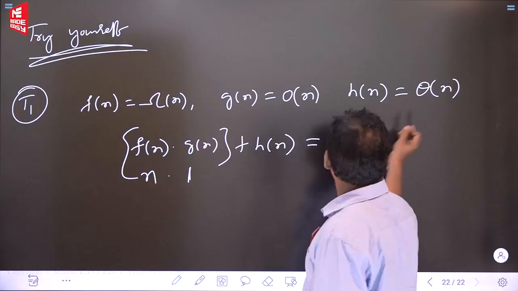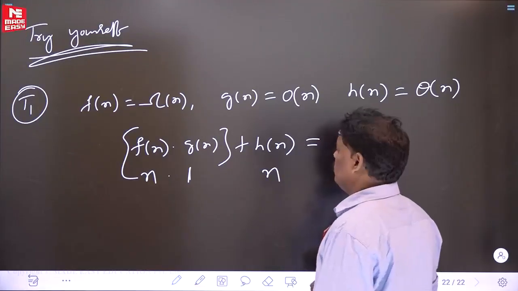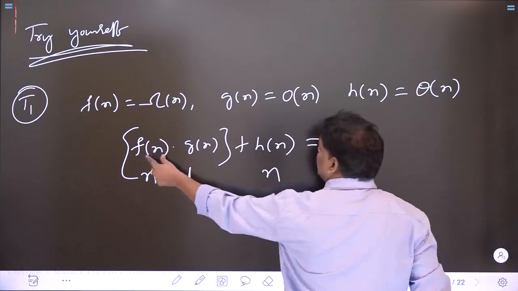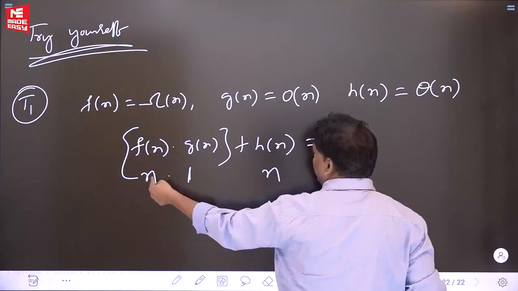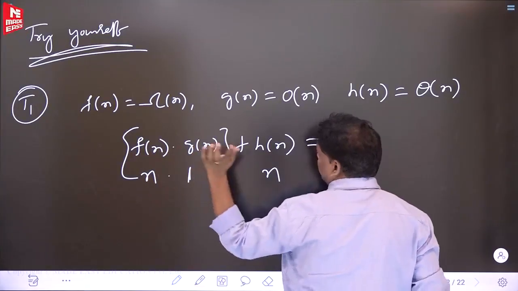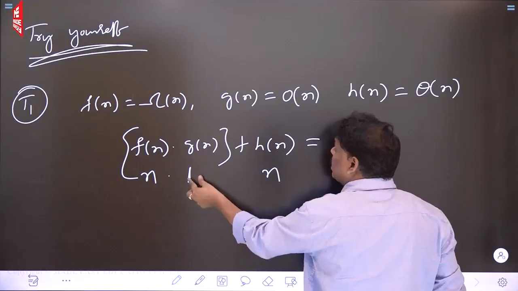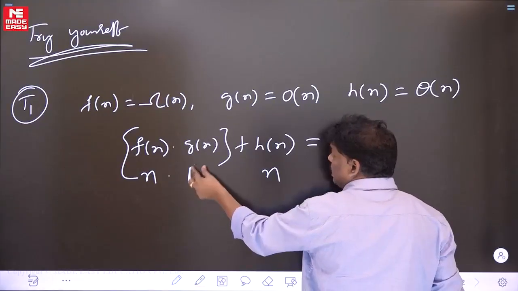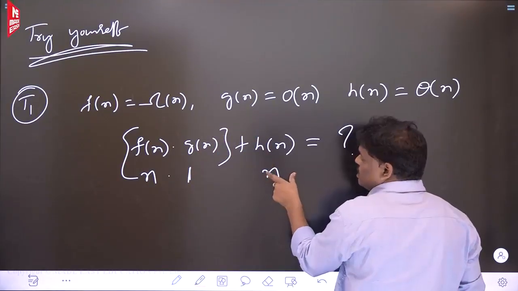Next one, plus h of n. H of n is always n. Now is there any chance of this one increasing? Yes, it may be n power 10 also, but I wrote the minimum. It may be n also, but I wrote the minimum. This is always n. This is always n.